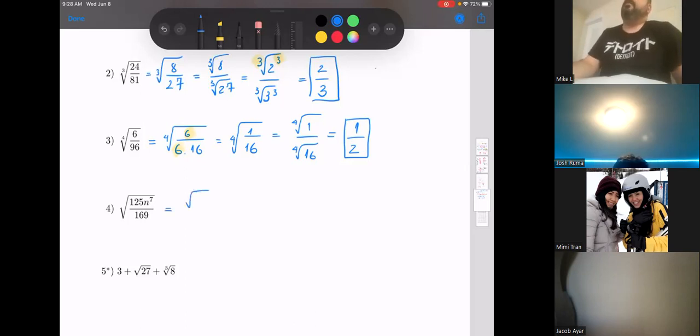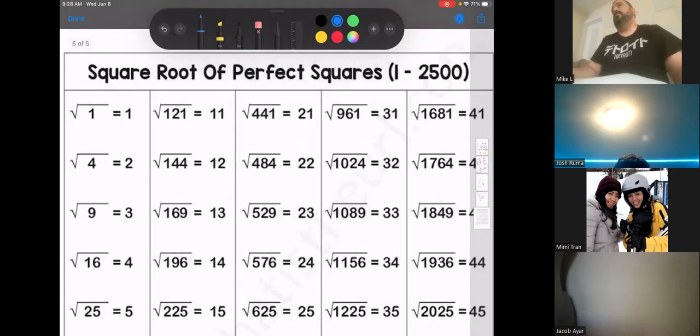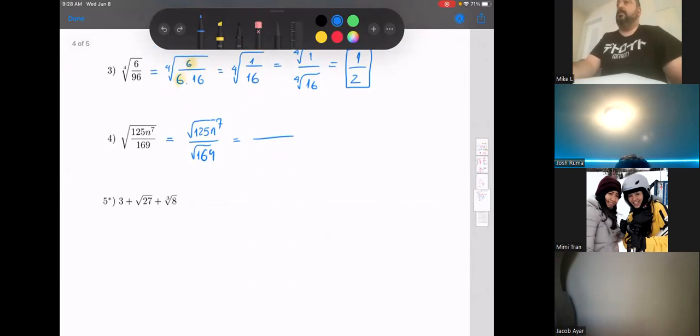So square root of 125 n to the 7, and then square root of 169. You tell me what's the square root of 169. You don't know? Use the table. Right there. Right, it's 13. 13. Now the top, I have to break it apart.